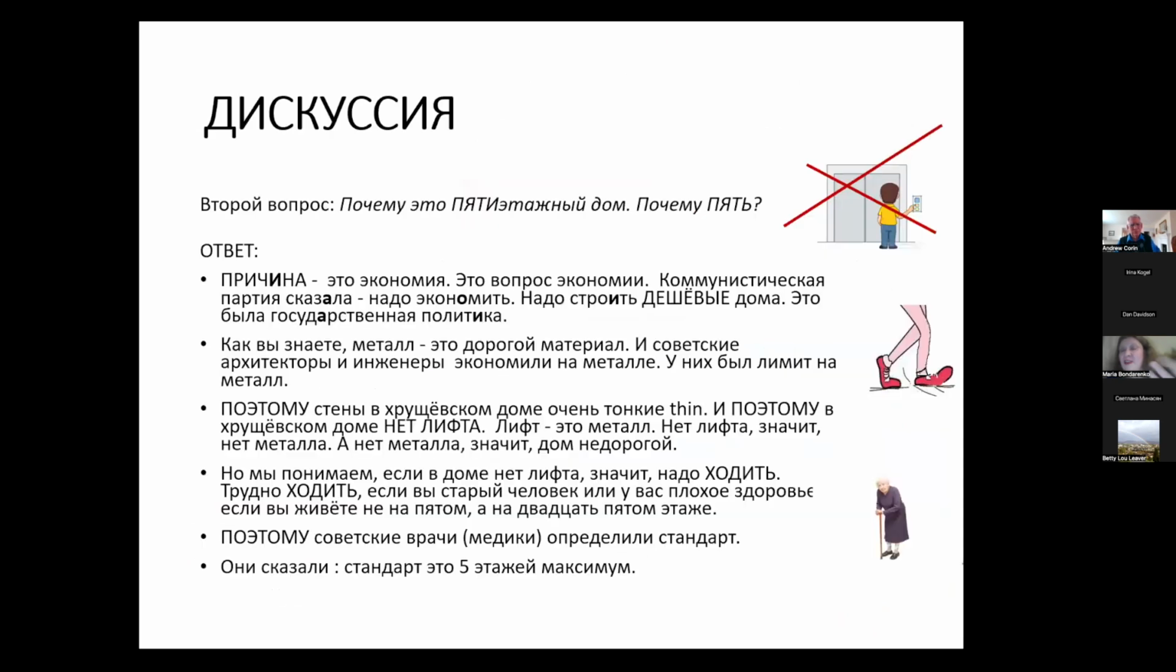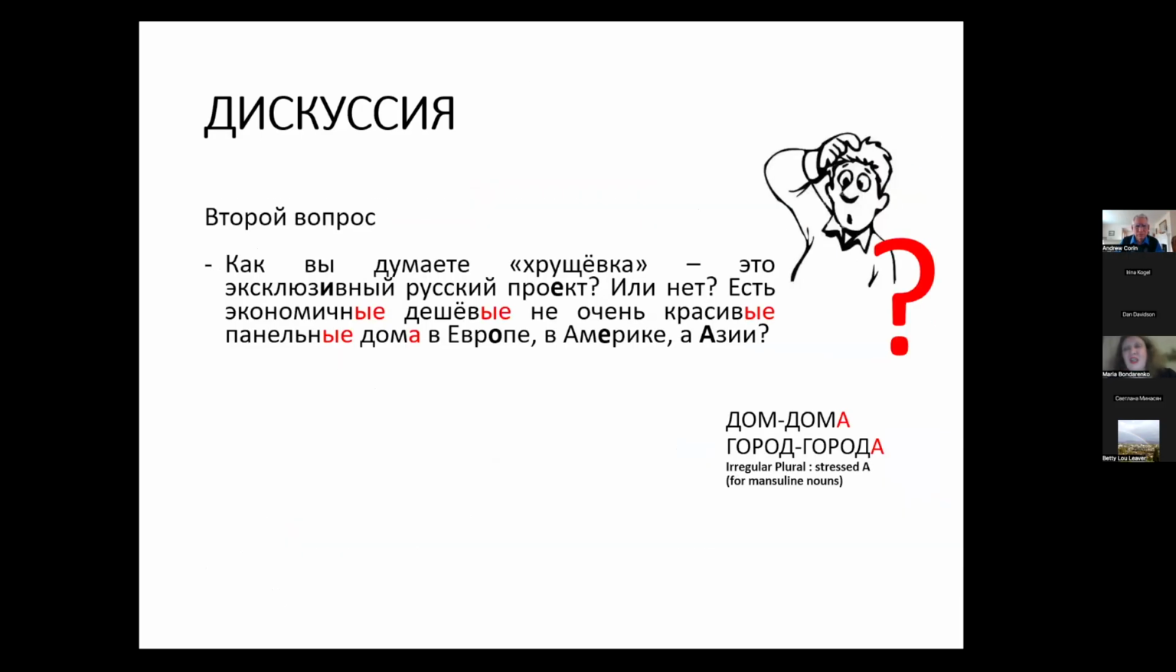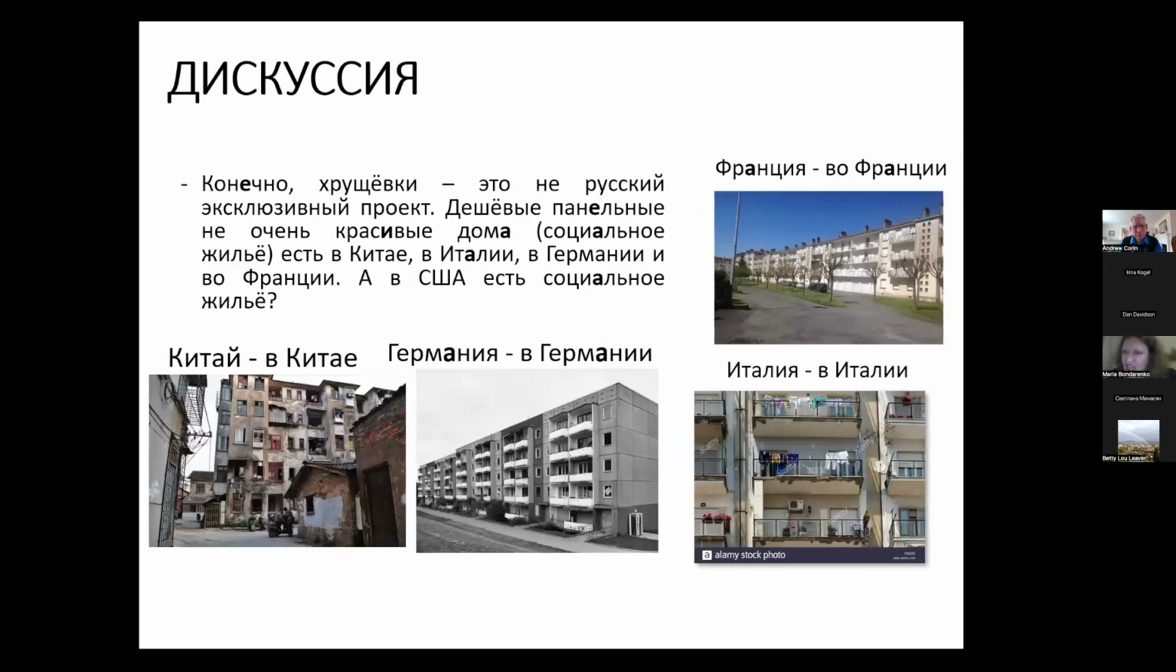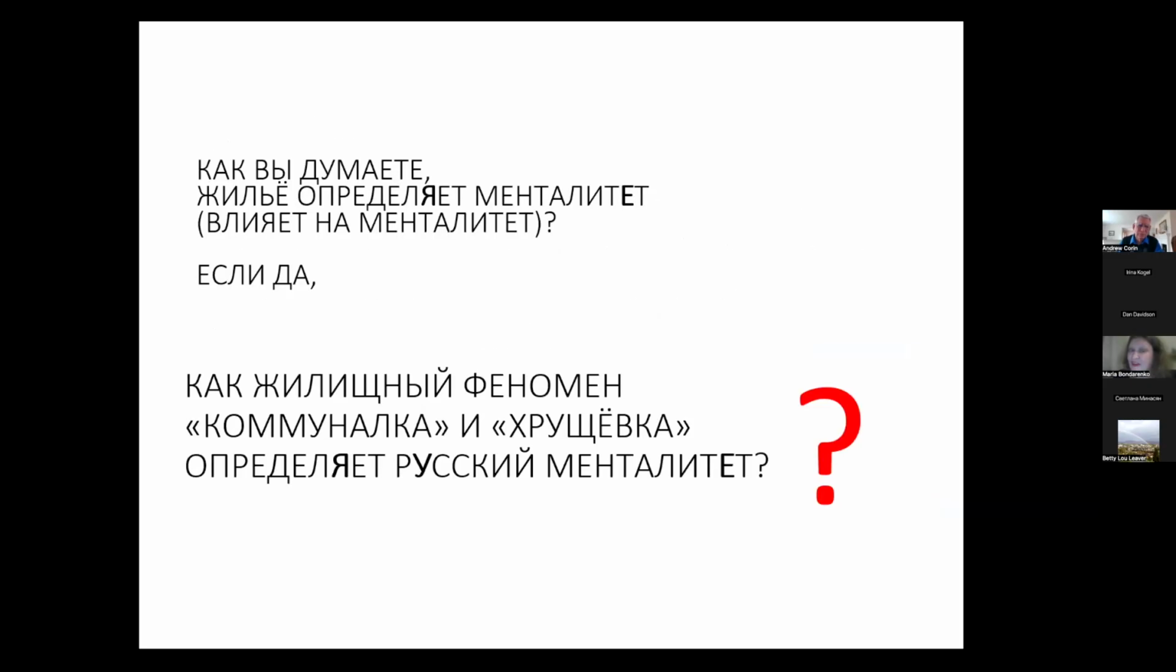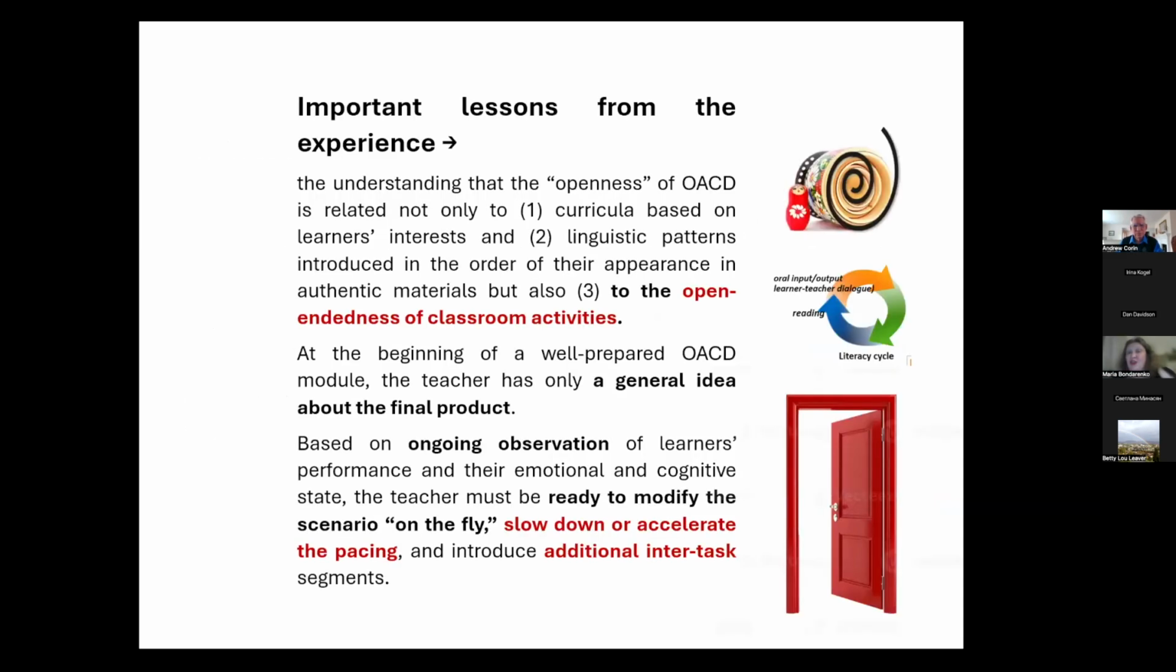So we can continue this discussion by adding additional topics using cognates and checking the level of students' understanding, students' cognitive and emotional involvement. We can suggest they see together, or as a part of homework, a documentary film, and then discuss it. We can ask them about the relationship between housing condition and mentality, and everything is in Russian.